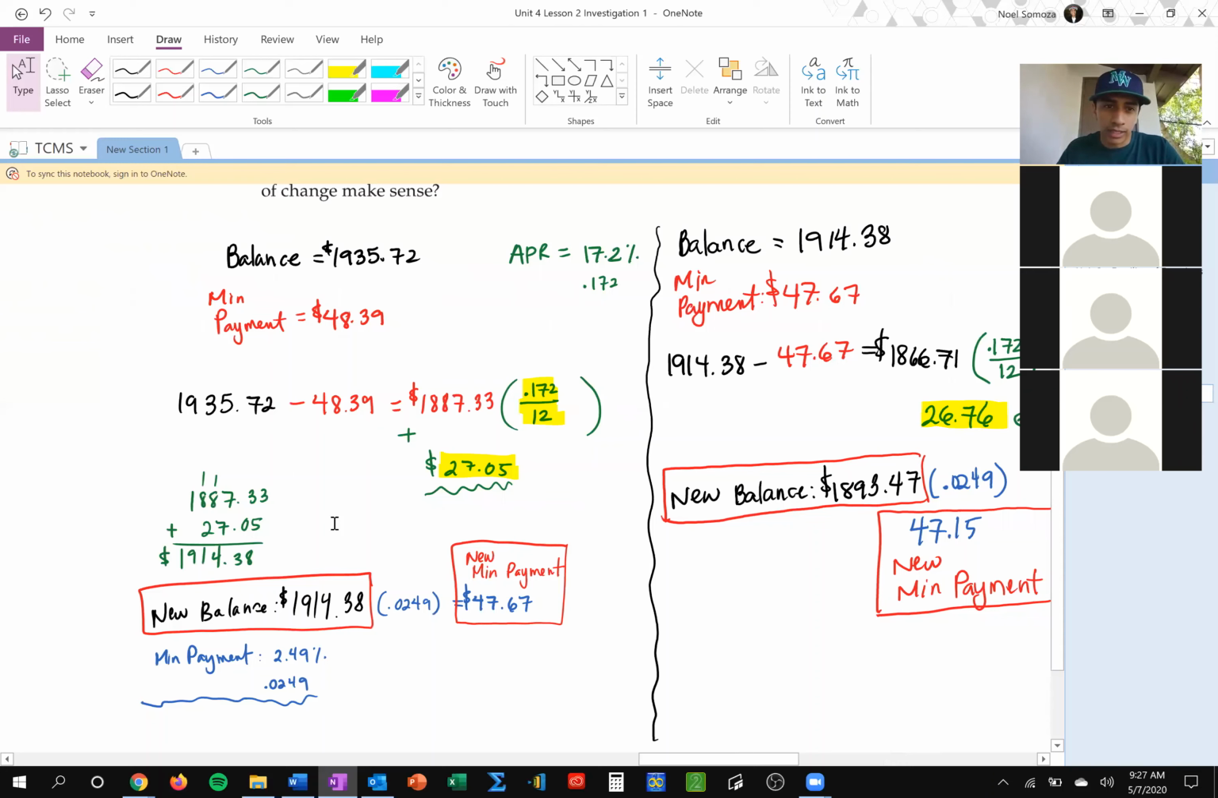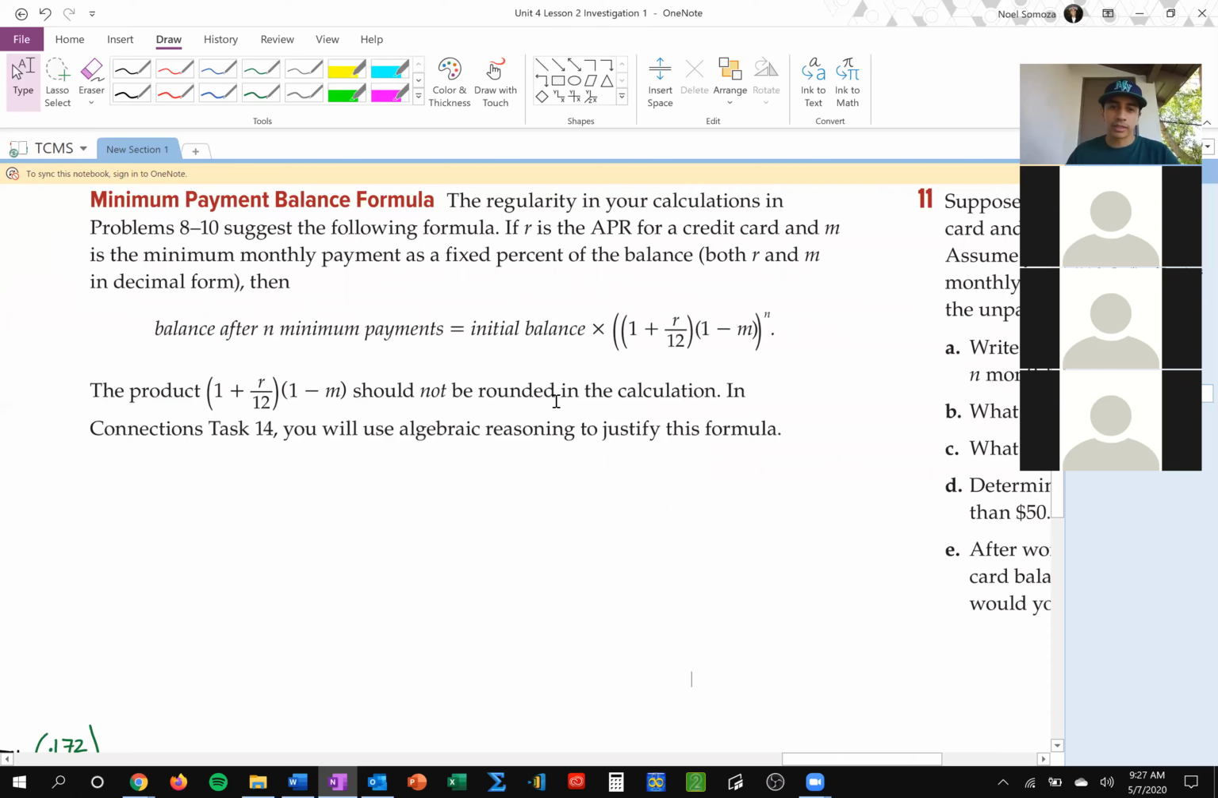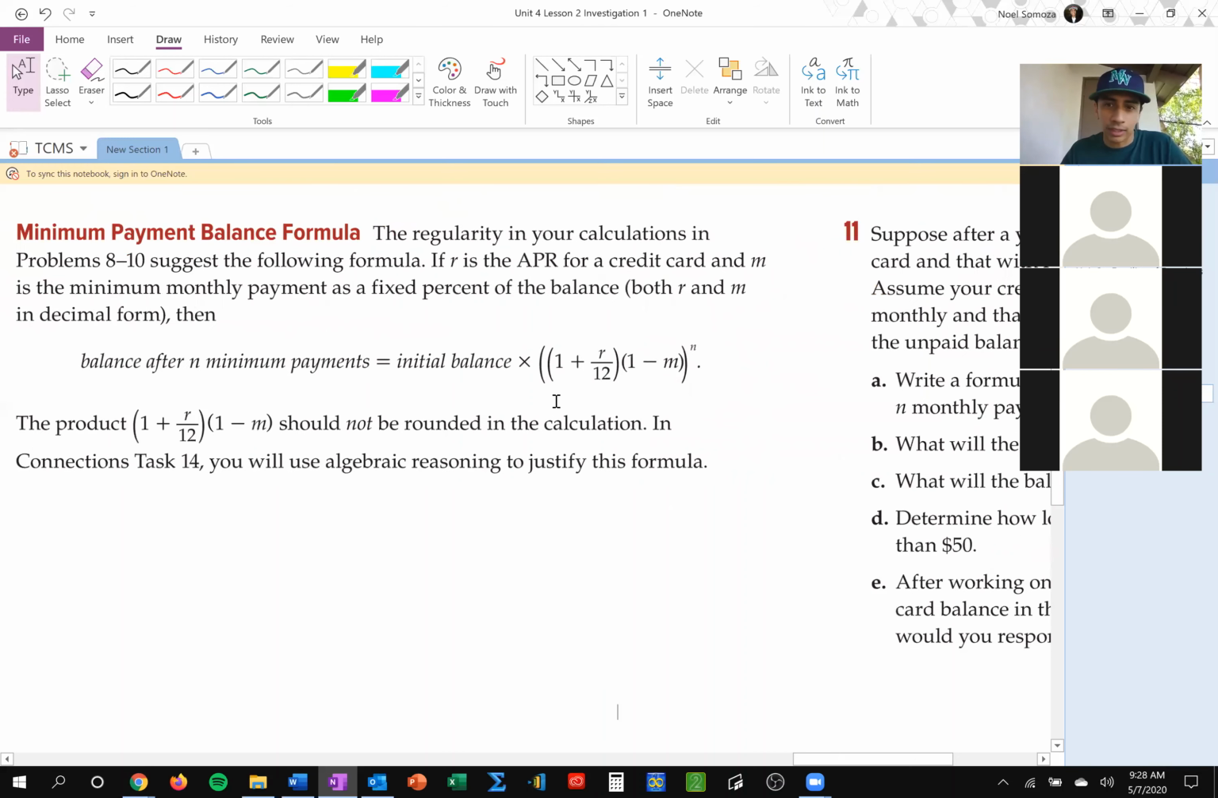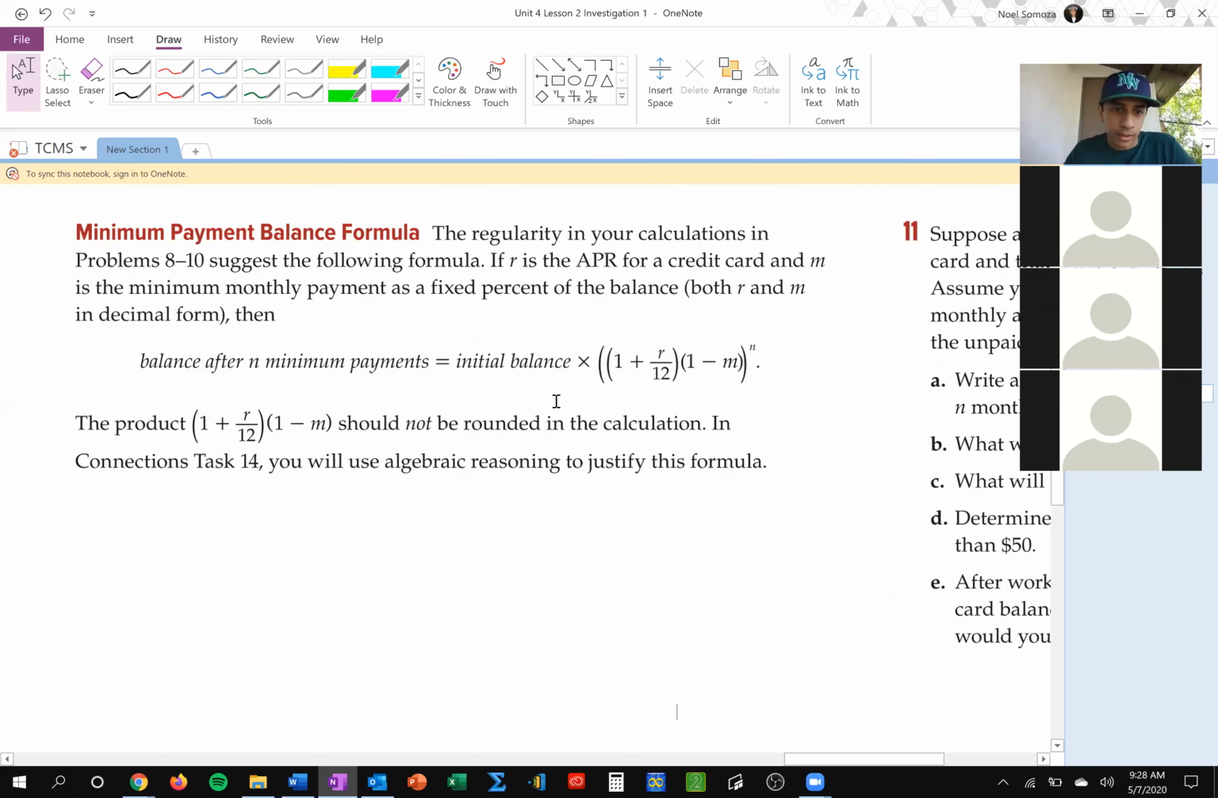It tells us here that the product of these two terms should not be rounded in the calculation. Typically, you want to leave the rounding until the very end, because the less you round, the more accurate you can get. So here's something we can use, and hopefully we can use it in the next couple problems. We'll come back to this.